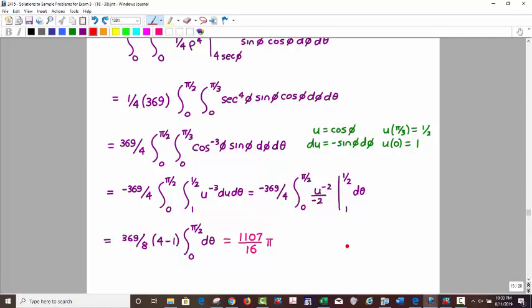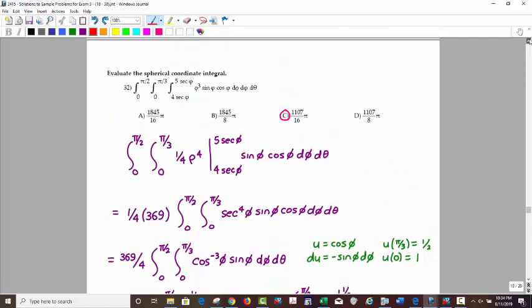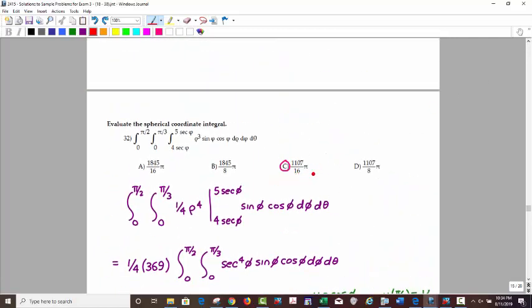So you have 369 over 8, u to the negative 2, or 1 over u squared, however you want to look at it. 1 over 1/2 squared is 1 over 1/4, which is 4. 1 over 1 is 1. So you essentially have 369 over 8 times 3 times pi over 2. All that combines to be 1107 over 16 pi. So we have 1107 over 16 pi.